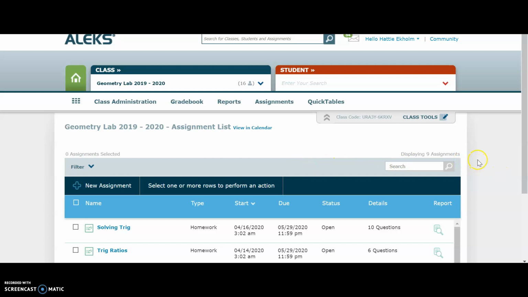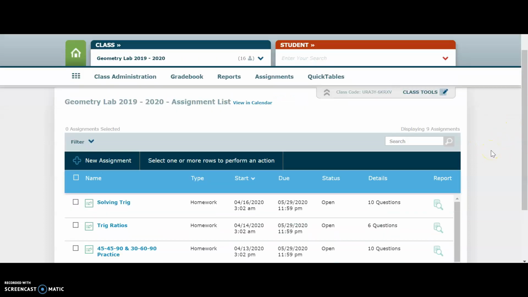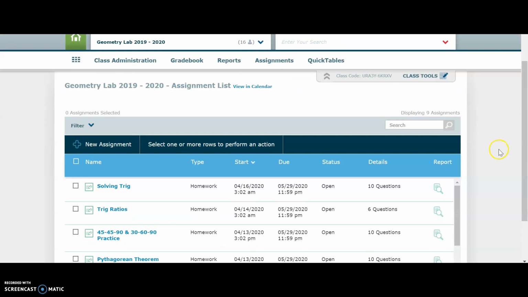So again, super important. On Alex, you'll log in. If you don't remember your login, you'll need to email me and I'll get that to you as soon as possible. And then you'll log in, you'll go to assignments or assign to me. Yours probably looks a little different than mine because I'm in teacher mode, but go to assignments. You should not have to do the knowledge check. You're going to do this solving trig assignment here. Okay, so click on that and you'll have your 10 questions.